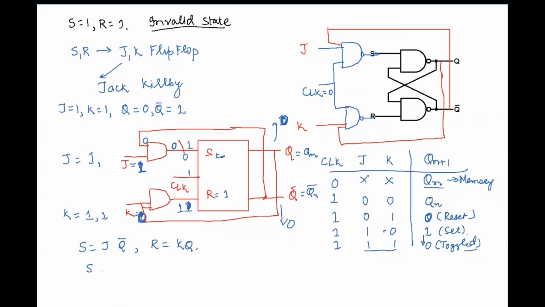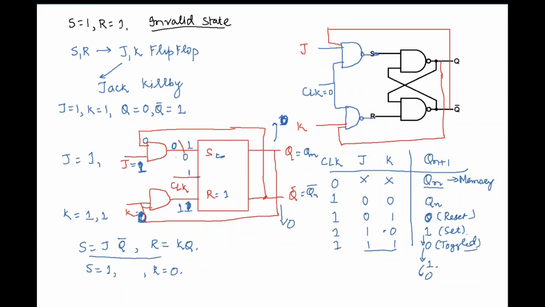So this gives you S is equal to 1 and this gives you R is equal to 0. So if the previous output is 0, the next output becomes 1, and if the previous output is 1, the next output is going to be 0 because of this relation.